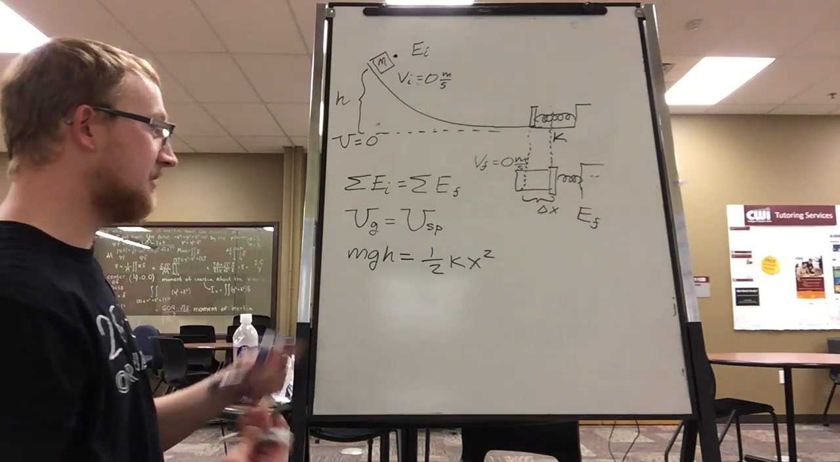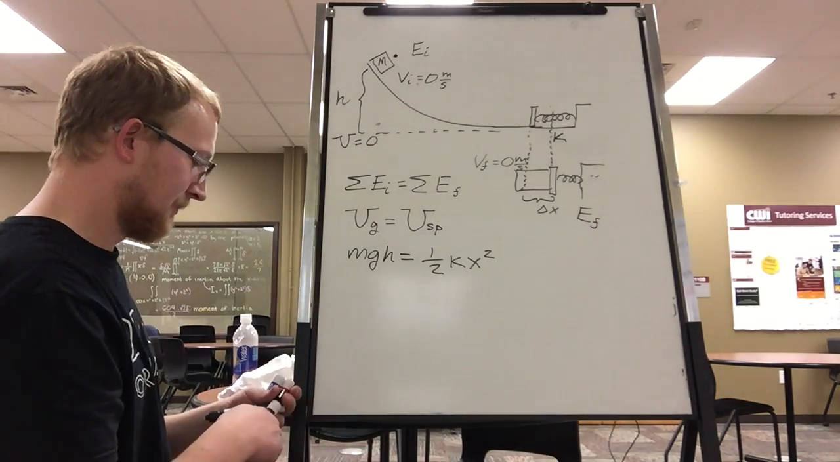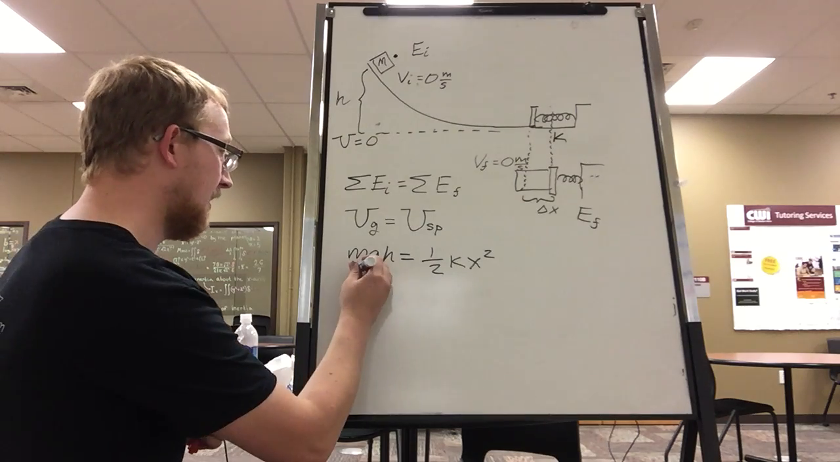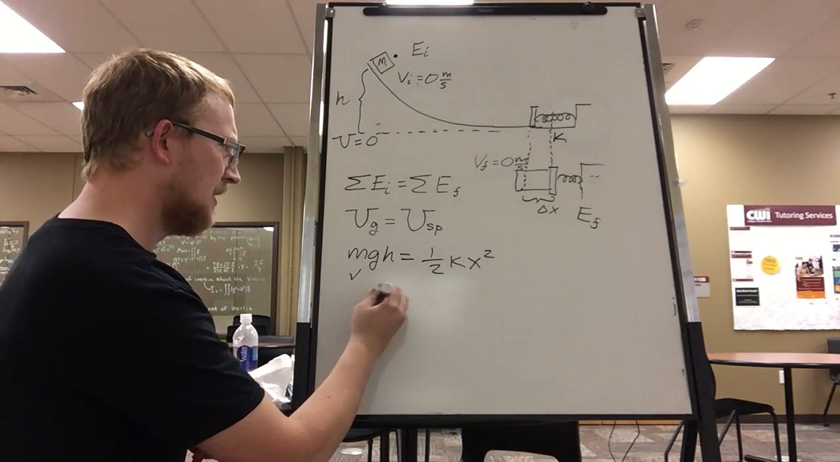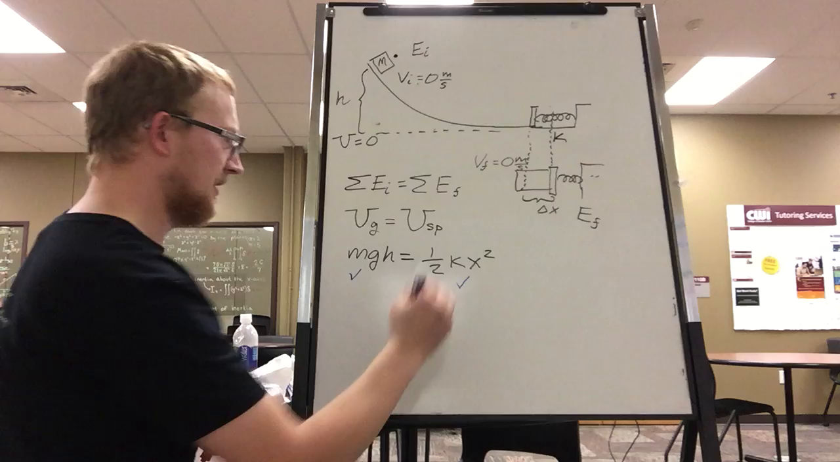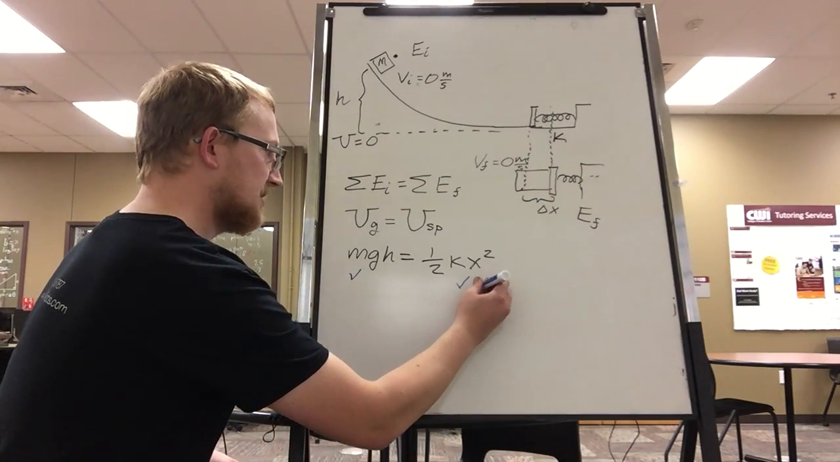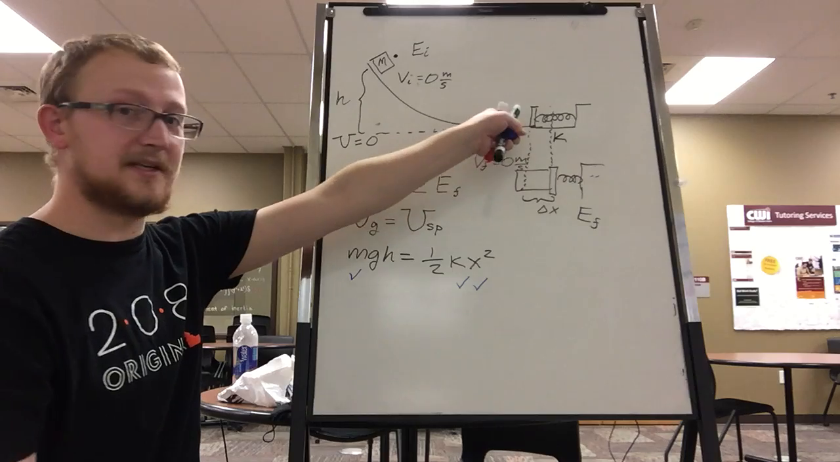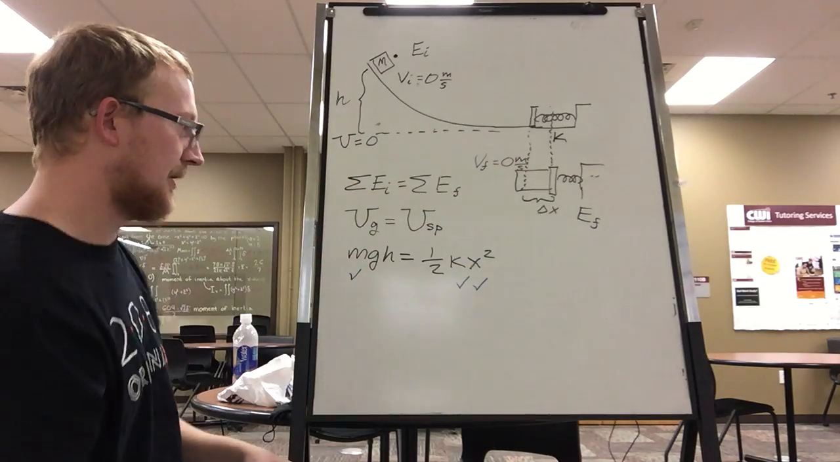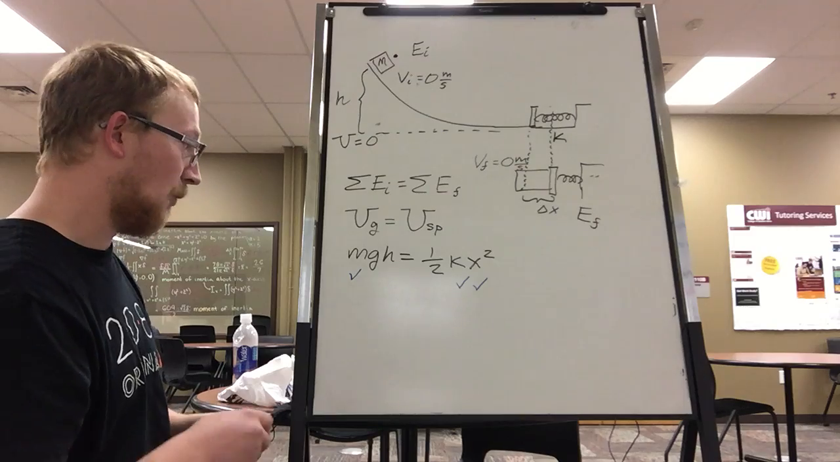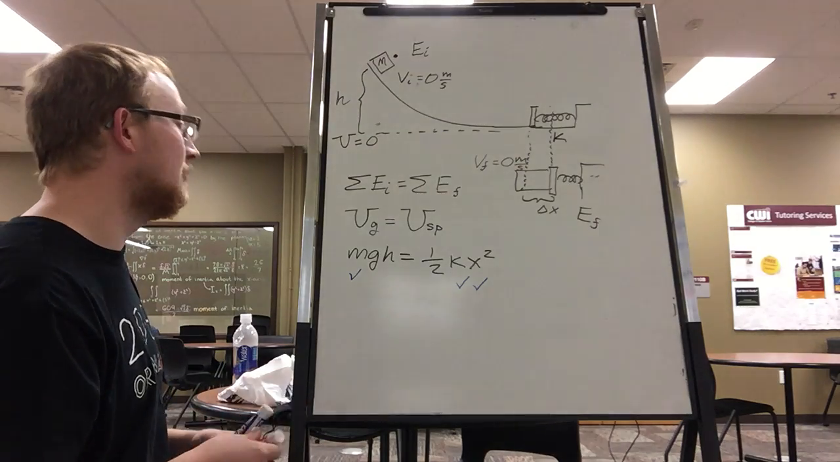So this is basically the end of the problem. For example, if we were given the mass of the object, let's say we were given the spring constant, and let's say that we were given the displacement of the spring from its initial position to when it stops the block. And of course the question here is going to be, at what height did the box start from?